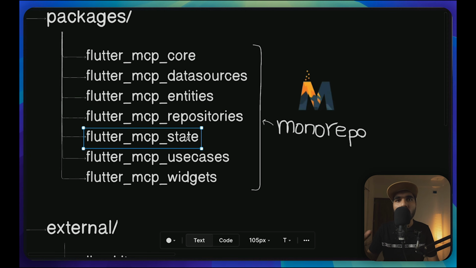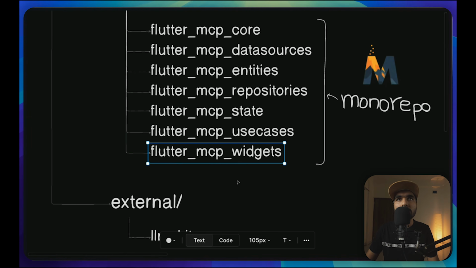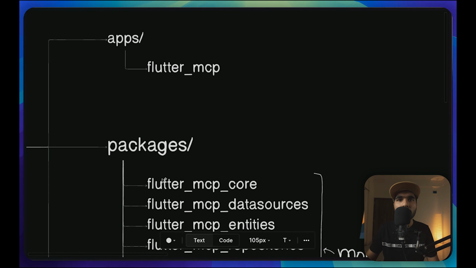The state will hold all of our bloc and cubit classes. In this video I've not used bloc, so all of that is written in cubit and states, which we'll talk about. Next we have use cases. All of the use cases will be stored over here, in contact with our bloc state as well as our repositories. And we have our widgets. All of the common shared widgets inside our application will be stored over here, which we can use quite easily. So that is the folder structure that we'll be focusing on.